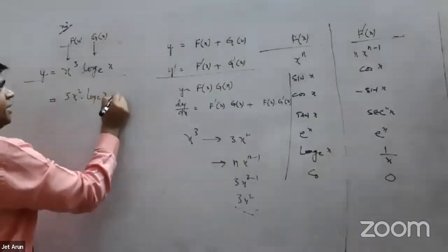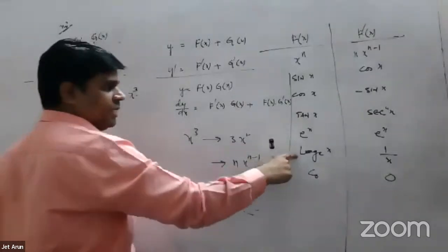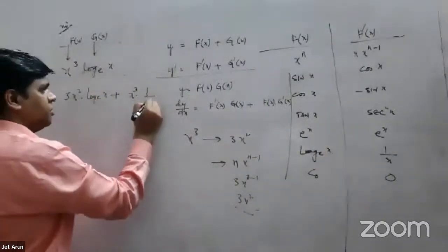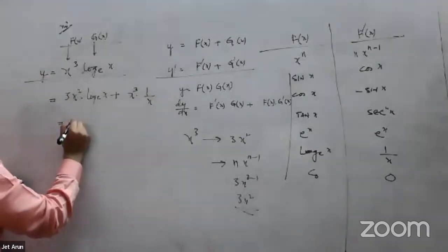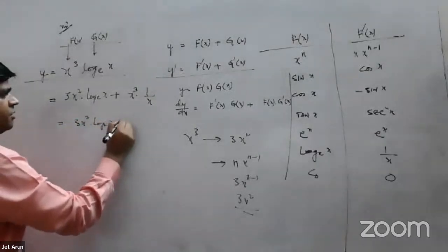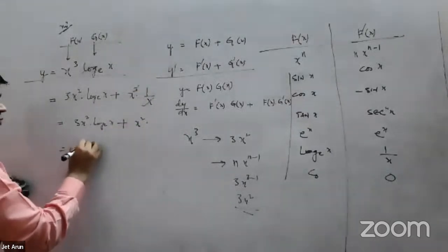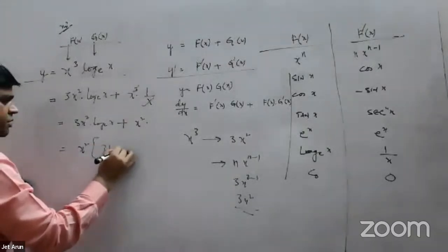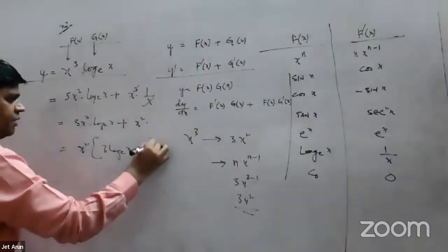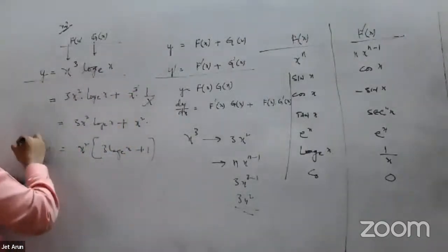ln x plus x cube. What is the derivative of log x to the base e? 1 by x. So I've got 3x square ln x plus 1 by x, x is cancelled out, x square. So I'll have x square times 3 log x plus 1. Now this is the derivative of this function.